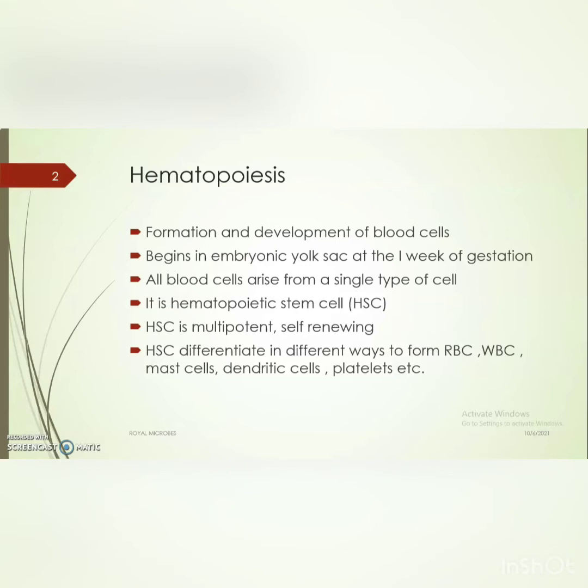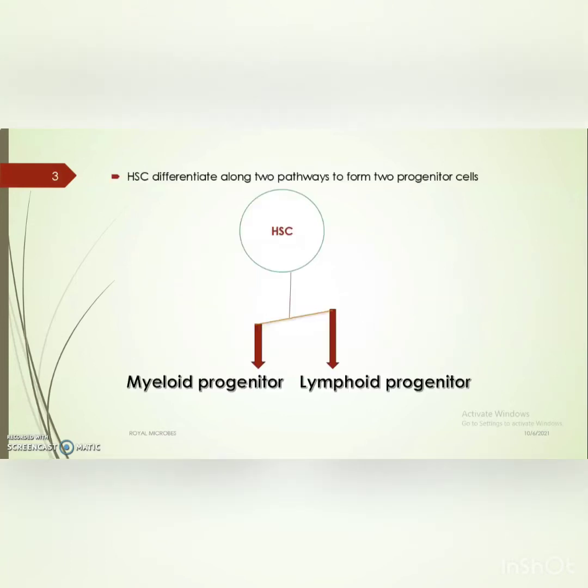All the blood cells arise from a single type of cell, that is a hematopoietic stem cell. It is the parent cell. From this hematopoietic stem cell, all the blood cells arise. This is because the hematopoietic stem cell is a multipotent self-renewing cell, so it can differentiate in different ways to form RBC, WBC, mast cells, dendritic cells, platelets, etc.